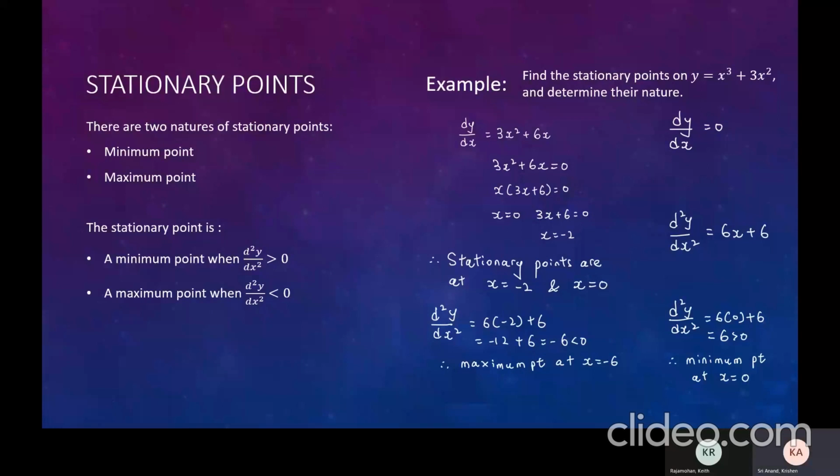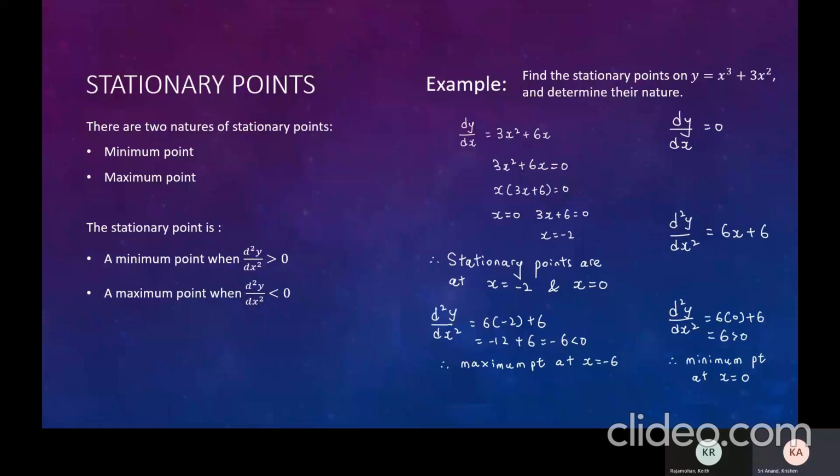Using simple differentiation, we obtain dy over dx to be 3x squared plus 6x. Next, we equate this to 0 and factorize it to get the x coordinates of the stationary points, which are 0 and -2 for this curve. The last step is to find their natures. We first need to find the second derivative, which is obtained by differentiating the equation of curve twice. This gives us 6x plus 6.